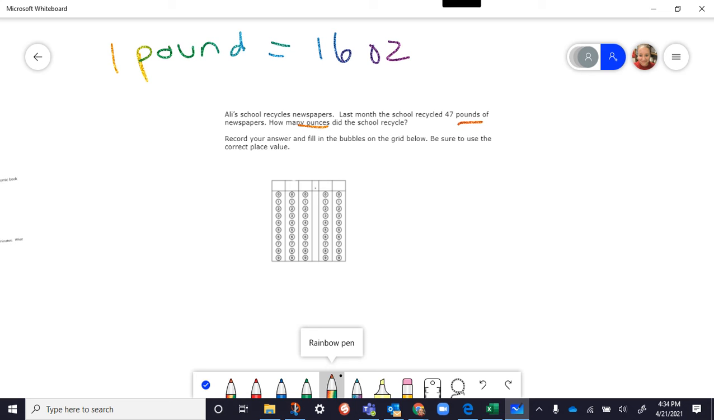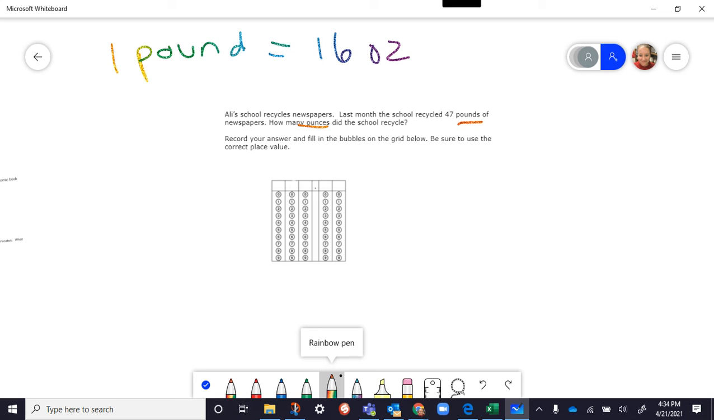So double check yourself, even if you think you're sure, like I did. And so here, I should have done that with the feet and yards too. Let me check while I'm at it, yep, 1 yard equals 3 feet. All right, so pounds and ounces. So we have 47 pounds. And so we want to change these into ounces.